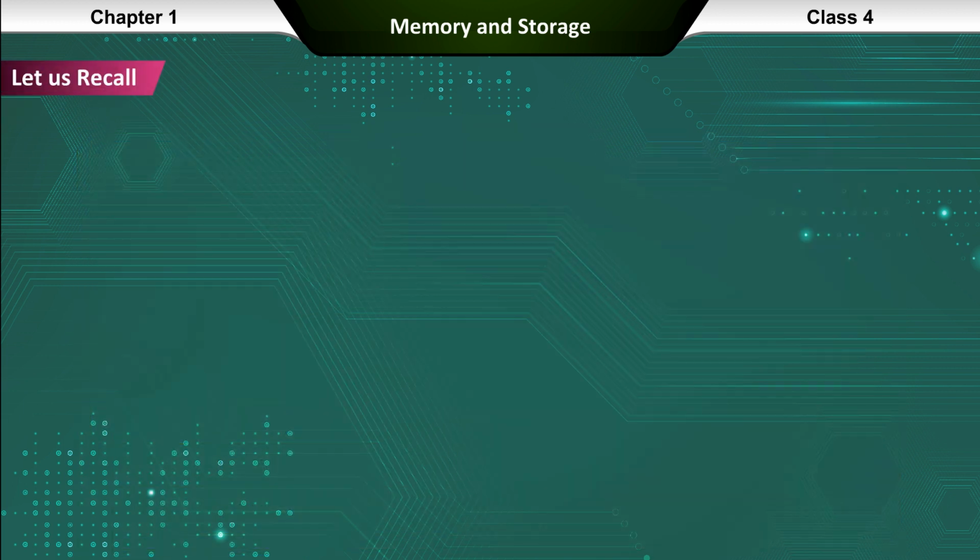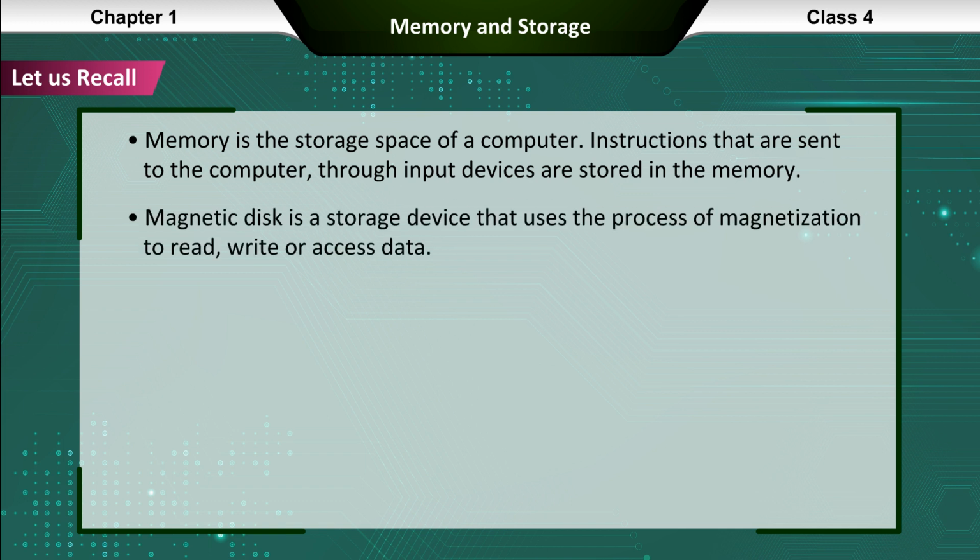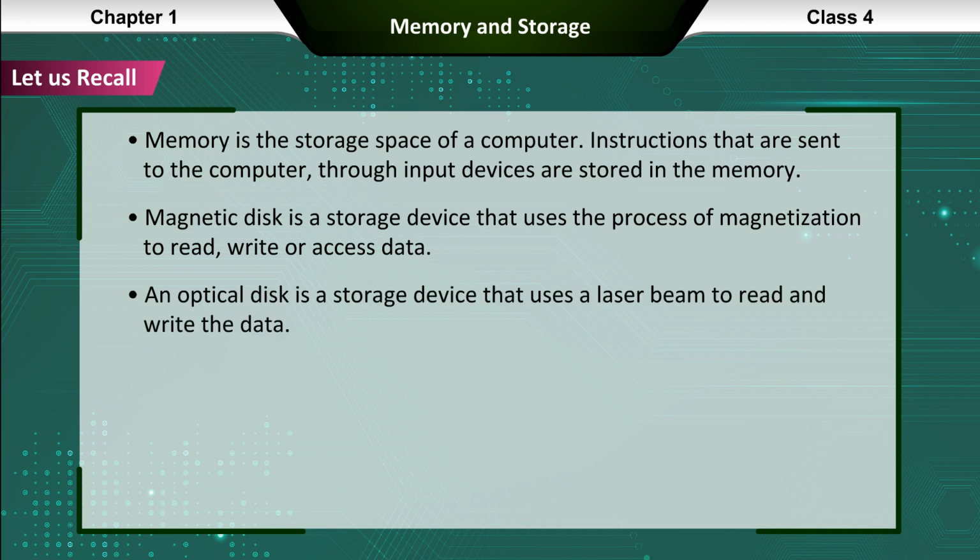Let us recall. Memory is the storage space of a computer. Instructions that are sent to the computer through input devices are stored in the memory. Magnetic disk is a storage device that uses the process of magnetization to read, write, or access data. An optical disc is a storage device that uses a laser beam to read and write the data.